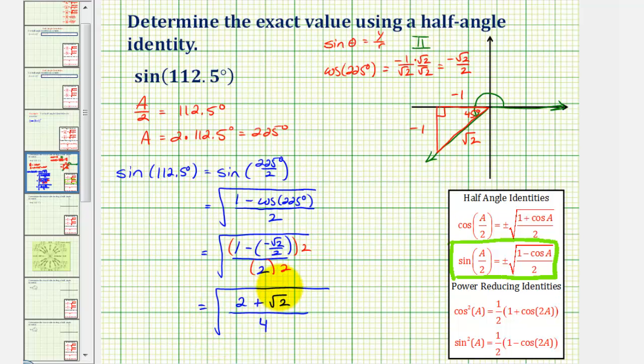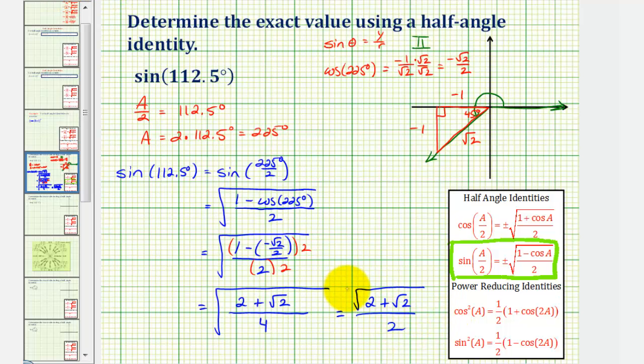Notice here we have a denominator of 4, and this 4 is under the square root. And since the square root of 4 is equal to 2, we can simplify again. This would be equal to the square root of 2 plus square root 2, all divided by 2. So this would be the exact value of sine 112.5 degrees.